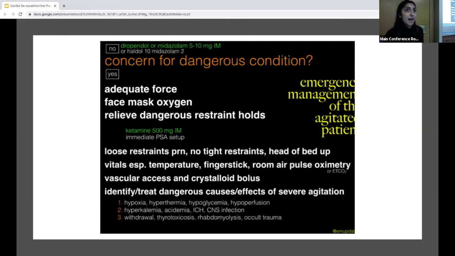So you're going to be using IM meds for these patients. For ketamine, you can use about 4 to 6 milligrams per kg IM. And if you need to, you might have to have loose restraints, PRN, but there shouldn't be a role for tight restraints.